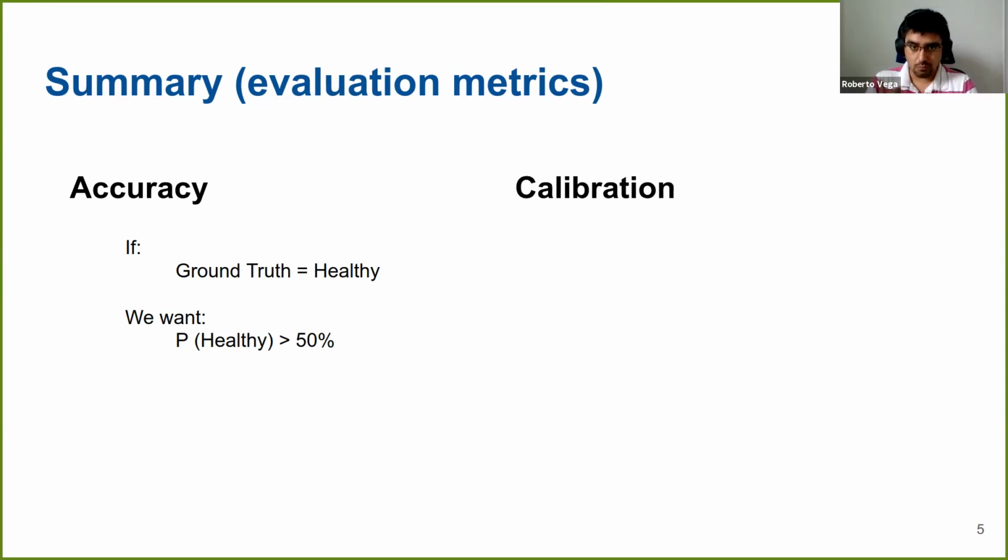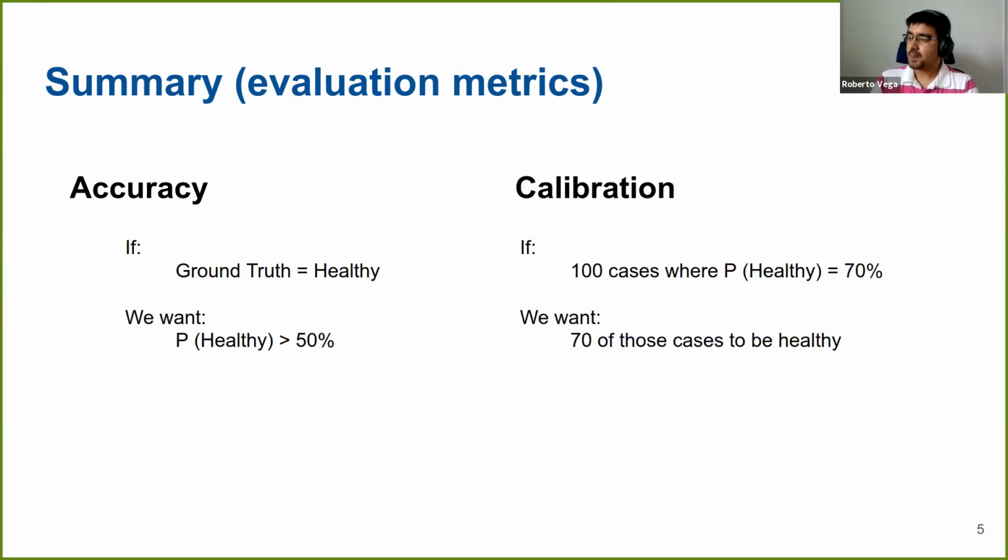And the second one, very important in medical tasks, is calibration. And by that, we mean that if we take 100 cases where our classifier predicted that the probability of being healthy was 70%, then we want 70 of those cases to be actually healthy. By this we mean that we want the outputs of the classifier to be actual probabilities. And this is not the case in many of the traditional neural networks. And I am going to go into more detail on this.